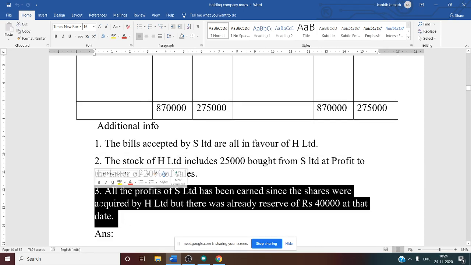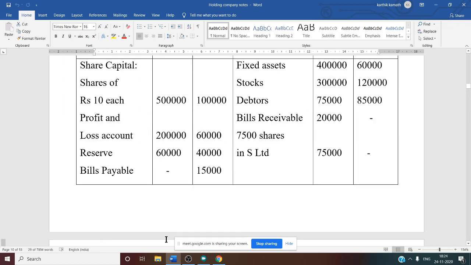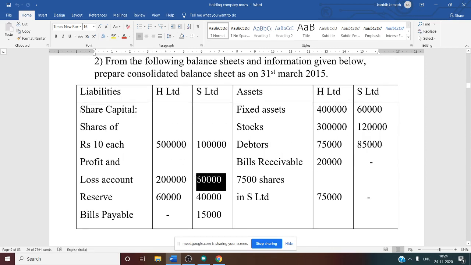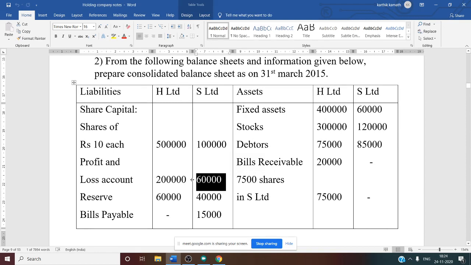Then the third one. What is the third information here? All the profits of S Limited have been earned since the shares were acquired by H Limited. So what they are saying is that the profit is after acquisition. That means whatever profit is given under the subsidiary company, what is the subsidiary company's total profit? 60,000. So this 60,000 becomes post-acquisition profit. Why? Because it is given in the adjustment, after acquisition. So the entire 60,000 is post-acquisition profit.